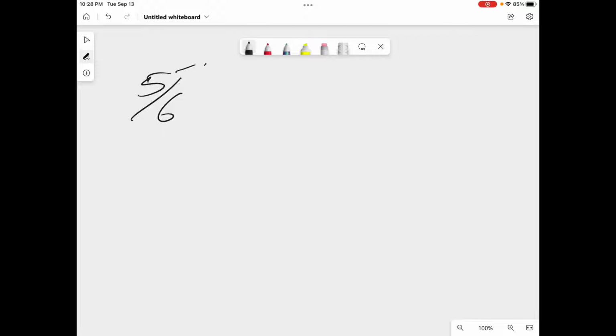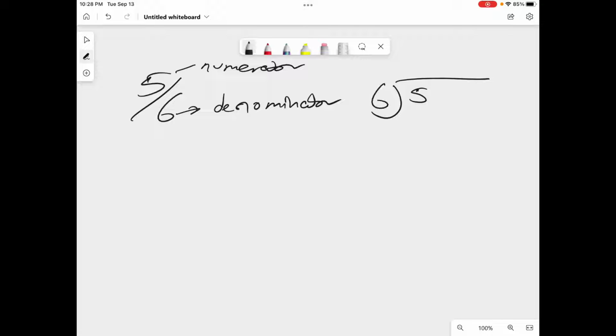5/6. The top number is the numerator. The bottom number is the denominator. Now, to convert this fraction into a decimal, we are going to simply divide using long division. So we're going to take 5 and divide it by 6. So since 5 does not divide evenly by 6, we're going to put a 0 here and a decimal. Okay? And then we're going to add a 0.